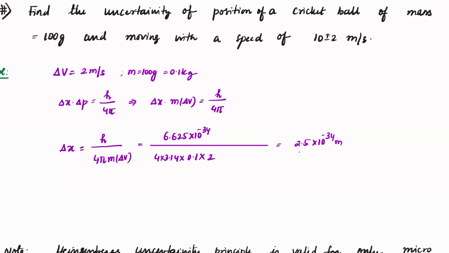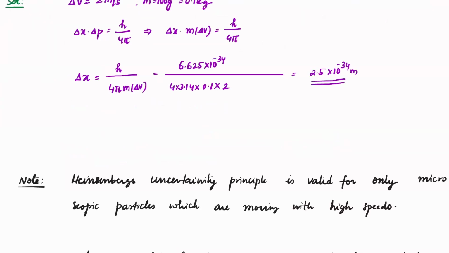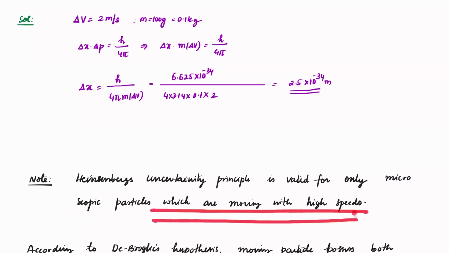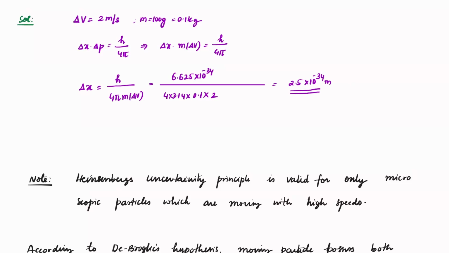Can you imagine minus 34 meters? This is hardly anything, right? It suggests there is hardly any uncertainty in the position that you can notice. Hence, we can say Heisenberg's uncertainty principle is only valid for microscopic particles like electrons moving with high speeds, while it is not applicable much for macro particles. Everybody understood this logic?